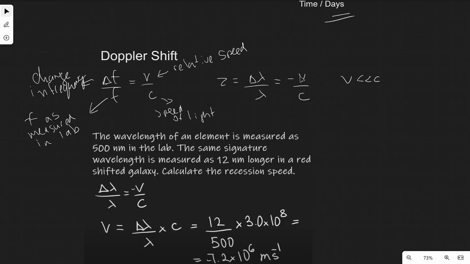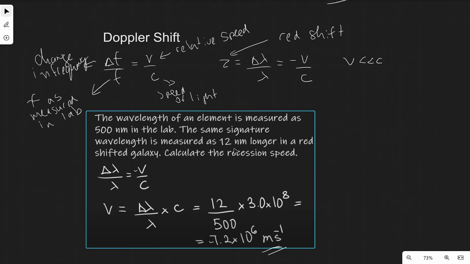We can define a quantity which is known as the redshift, given the symbol Z, and this is equal to exactly the same way the fractional change in the wavelength, but we also get a minus sign in front of it. Well, let me apply this to an example.